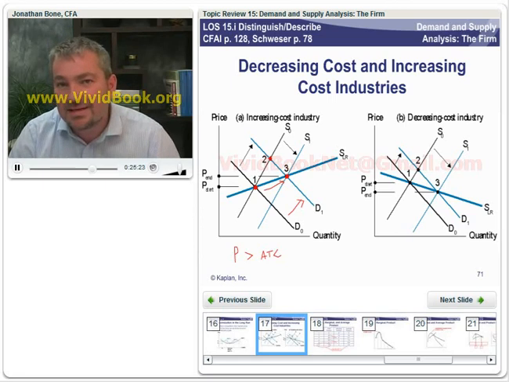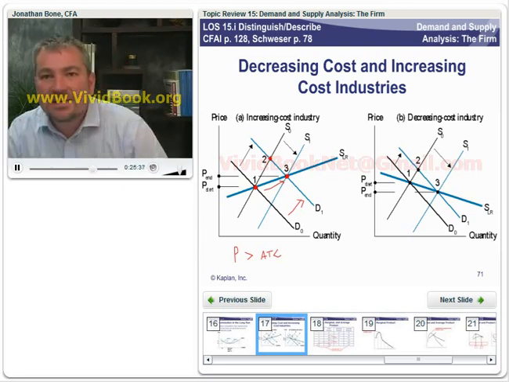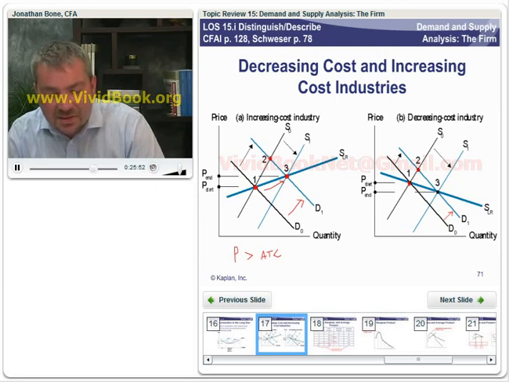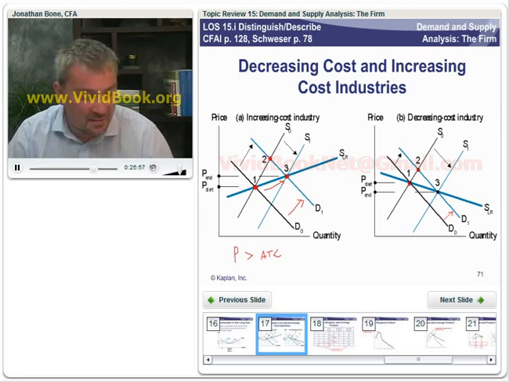As quantity in the industry increases, the average total cost increases, so we get a long-run supply curve that essentially kinks upwards. Now, with the decreasing cost industry, it's a similar idea. So we start off at point 1 in equilibrium, no economic profit. Demand shifts again, so we move to point 2, where price is above average total cost, so we're making economic profit. This attracts competition.